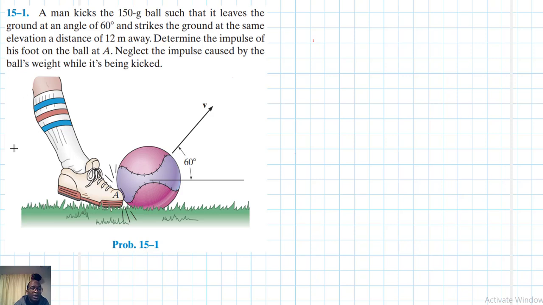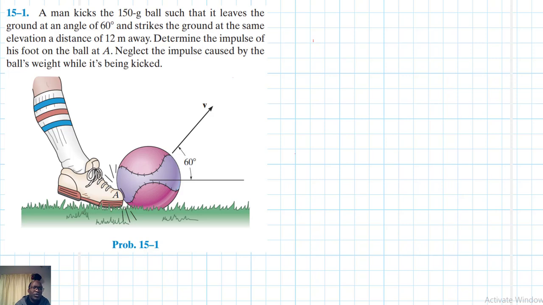The problem reads: a man kicks the 150 grams ball such that it leaves the ground at an angle of 60 degrees and it strikes the ground at the same elevation a distance of 12 meters away. Determine the impulse of his foot on the ball at A. Neglect the impulse caused by the ball's weight while it is being kicked.